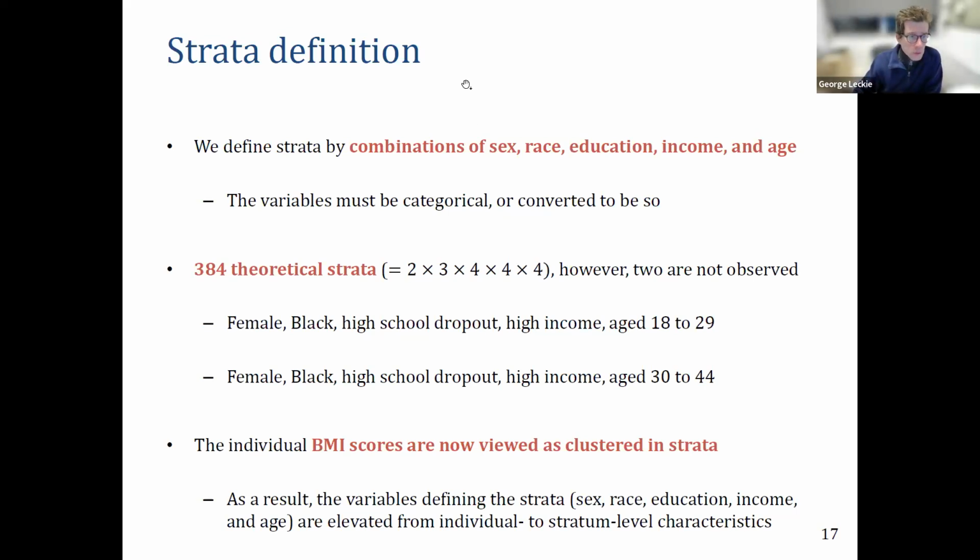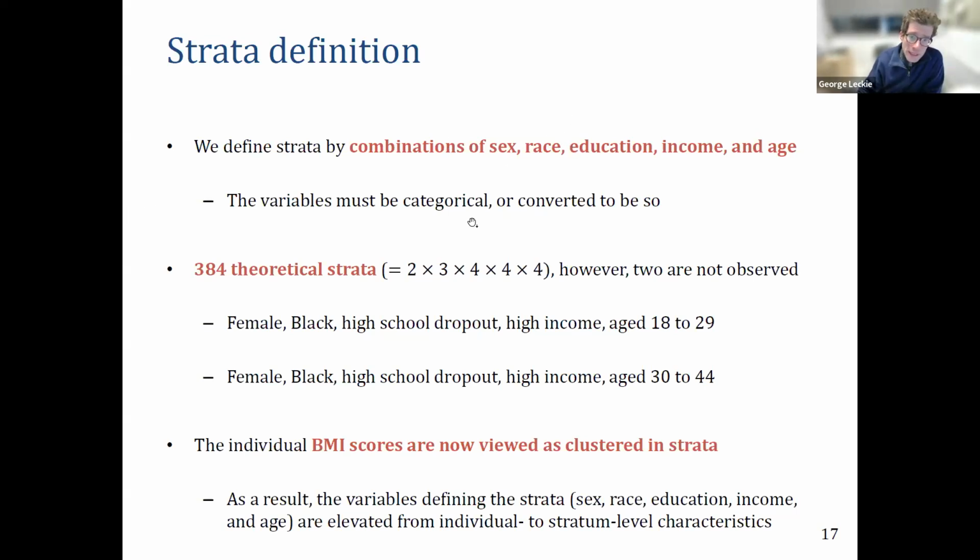And so the variables were sex, race, education, income, and age. And you saw earlier that they're all categorical. Clearly, income and age are both continuous variables, which have been categorized for this purpose. And so that's something to bear in mind, and perhaps a limitation of this approach at the moment, that you're working with categories. There are things which can be done to address that, but we won't talk about them here.